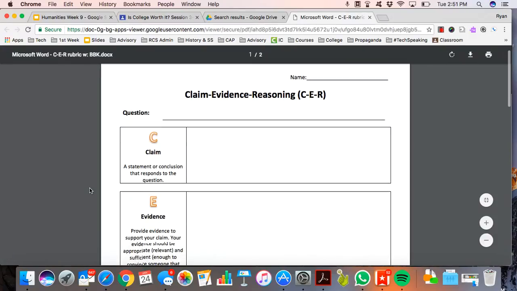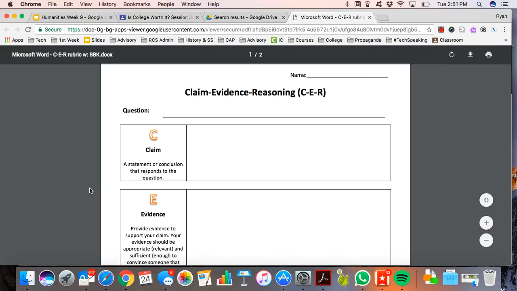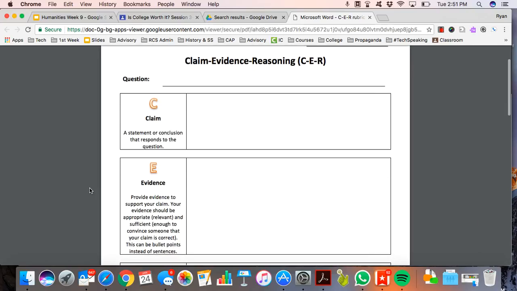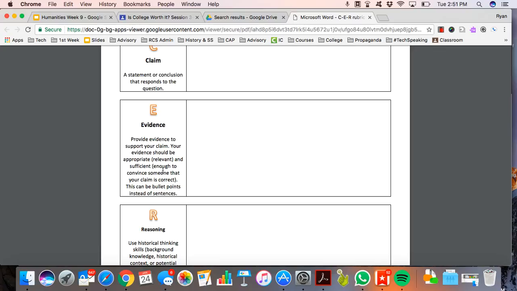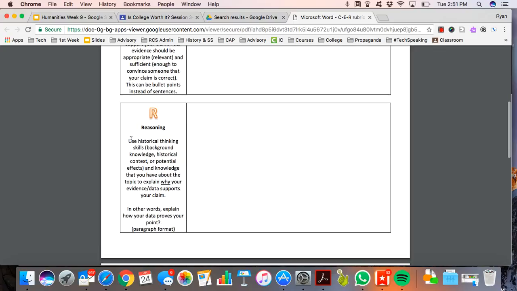We've done this before already, but just a quick review. The C is for claim, like what's your point? What are you saying? What's your argument? The E is backing it up with facts, evidence. And we'll go over where you can get the E, the evidence. And then the reasoning is where you tie the two together, the C and the E. So you made your claim and you've provided a fact, but you need to connect them and explain, well, how does that evidence support your claim?